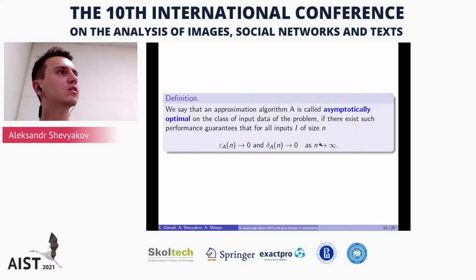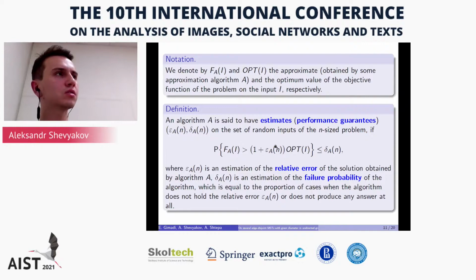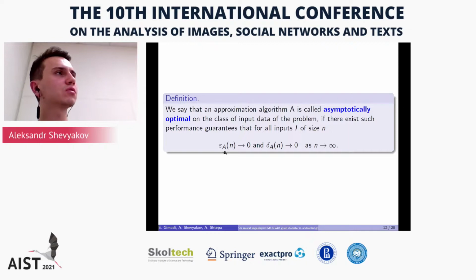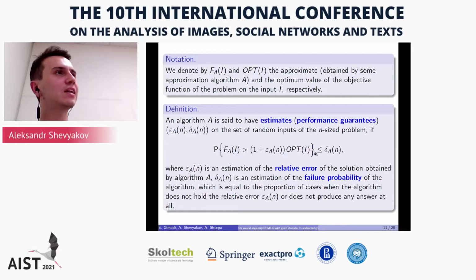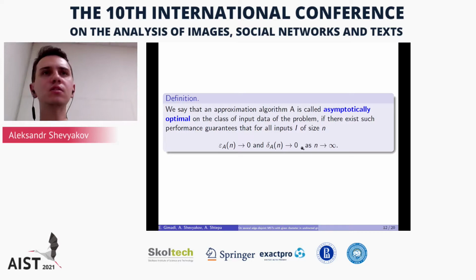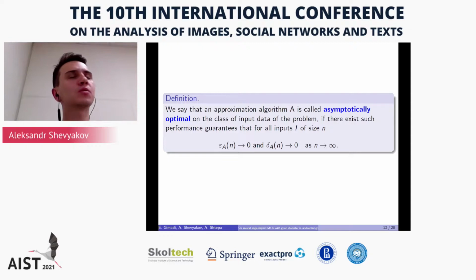If we can find such a relative error that epsilon_n and delta_n go to zero as n goes to infinity, we say that the approximation algorithm A is called asymptotically optimal. Further, we prove the asymptotic optimality of our algorithm for the class of graphs with exponentially distributed weights.